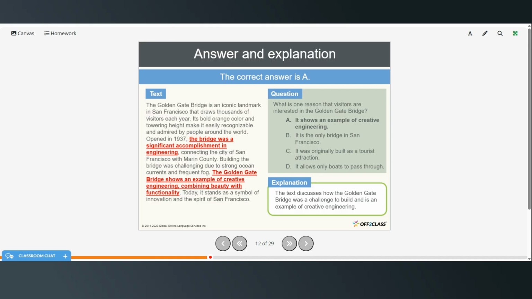All right, the question, what is one reason that visitors are interested in the Golden Gate Bridge? The correct answer is A. It shows an example of creative engineering. You can see highlighted in the text where this answer is given. And the explanation, the text discusses how the Golden Gate Bridge was a challenge to build and is an example of creative engineering.